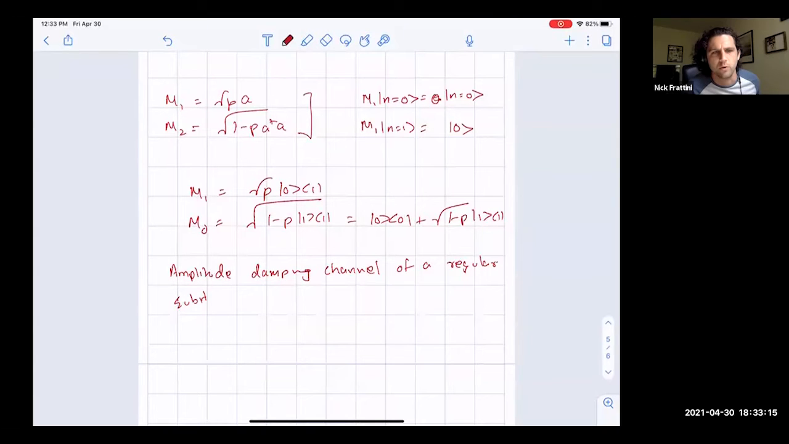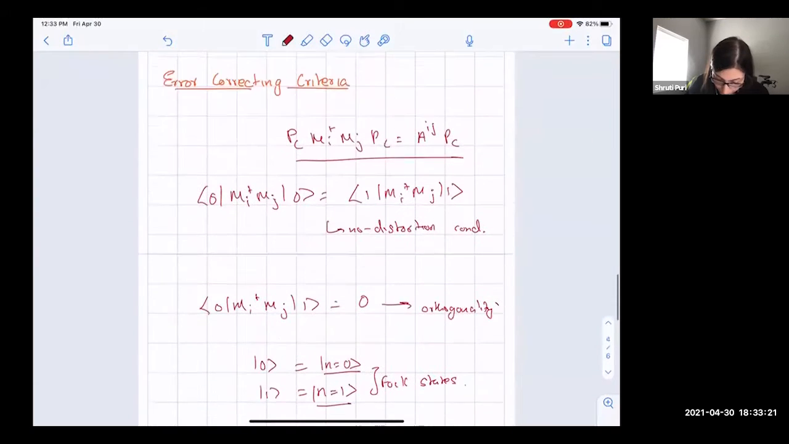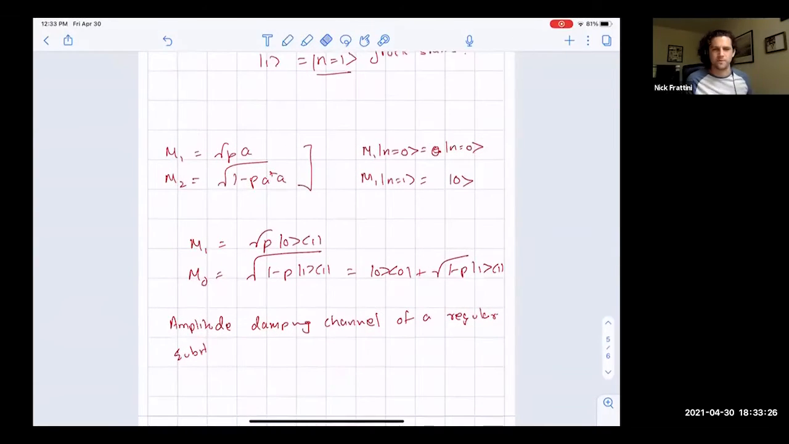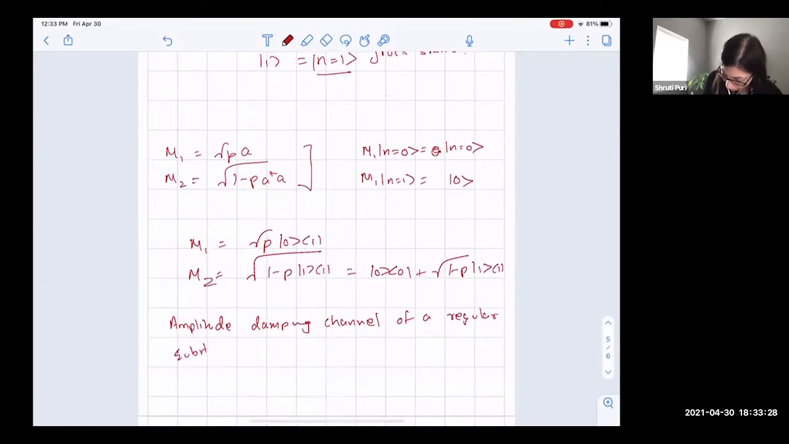So, Shruti, real quick, that M0 there, should it be M2? Oh, yeah, sorry, I used a different notation in my notes, so I messed up. Sorry about that. No worries. It's a good point. This is M2.